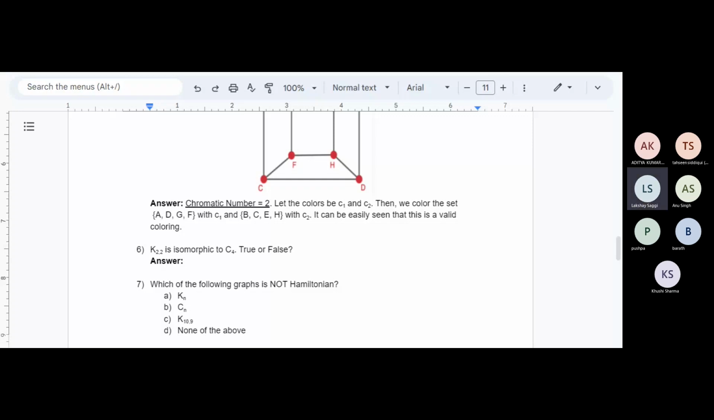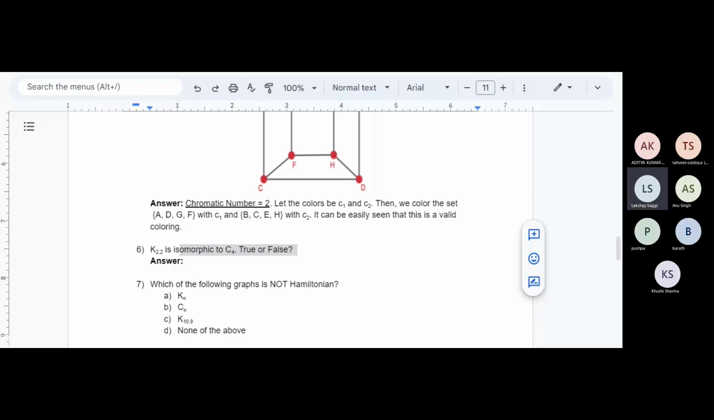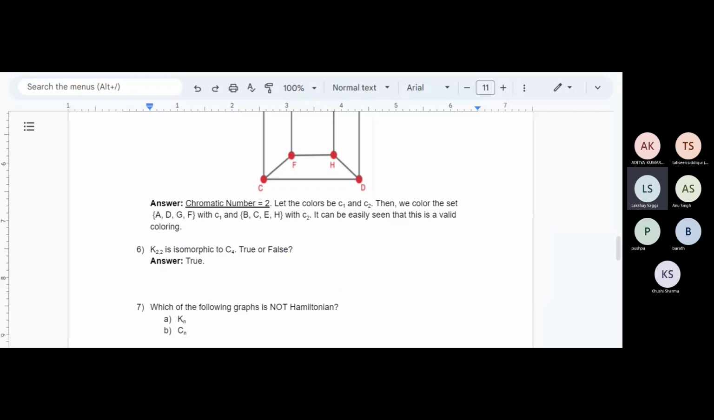So K22 is isomorphic to C4. What do you guys think? Is this statement true or false? Yeah, so Kushi is writing in the chat that this statement is true, that K22 is isomorphic to C4. So yeah, Kushi, your answer is right, this statement is true. I'll just show you guys the figure for why it is true.